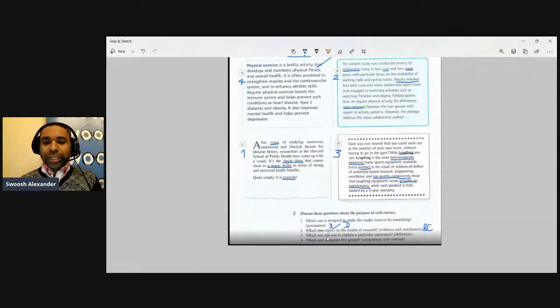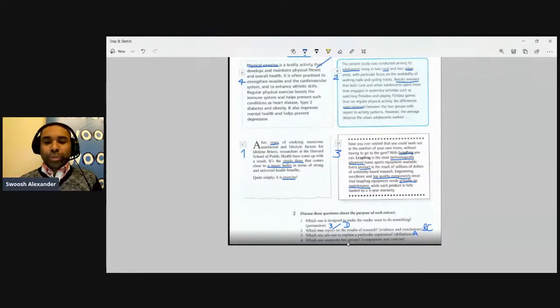Number 3, which one sets out to explain a particular expression, a definition? Well, that is A, isn't it? Because it was trying to explain what physical exercise is, and that's what the article is. That's the purpose of the article. That's what it's focused on.